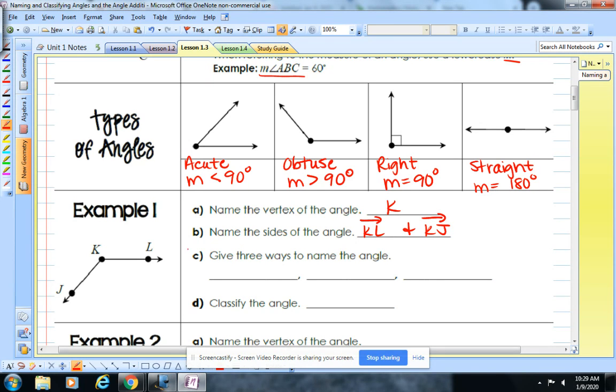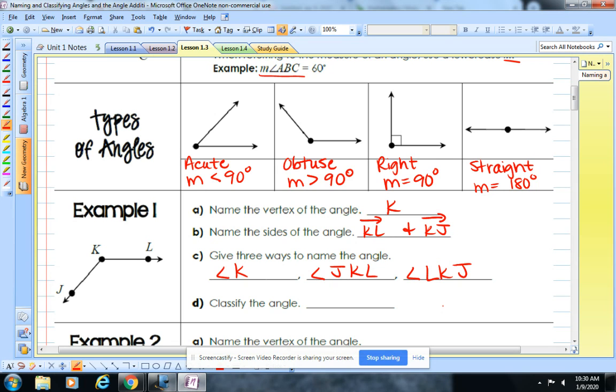Okay. This is the only angle in this picture. Would you call it angle K if we wanted to? Right. And if we use the 3 letters, we have to make sure K goes in the middle because K is the vertex. So angle JKL is one correct answer. And what's the other correct answer? LKJ. I hate when my angles and L's are beside each other because they really look alike. And I apologize.